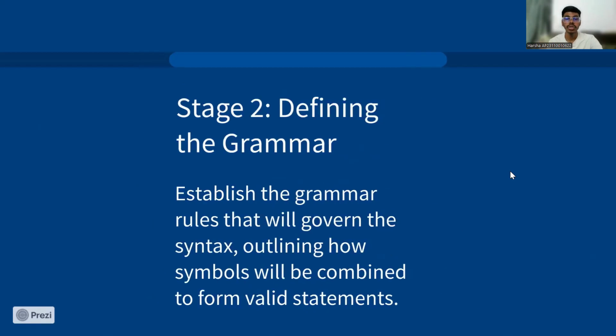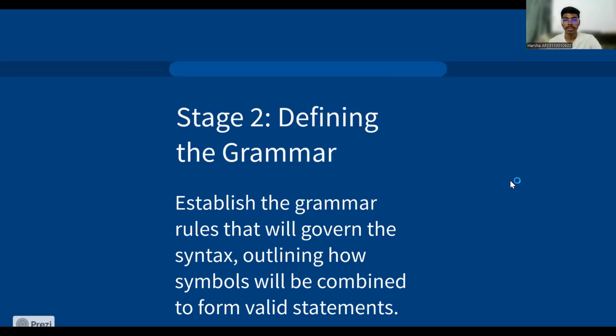The next stage, stage two, is defining the grammar. It establishes the grammar rules that will govern the syntax, outlining how symbols will be combined to form valid statements. Grammar is a set of rules. It defines how symbols combine and what is valid and invalid. For example, a context free grammar: S is the starting symbol, S → aSb | ε. Grammar ensures correct syntax and is used in parsing.